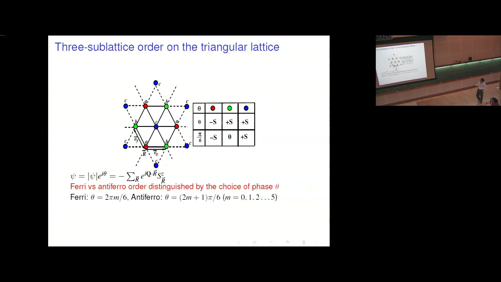There's a similar ferrimagnetic one you can make at the same wave vector with a somewhat different interpretation of the three colors. I don't need that for this talk, but I just mention it.